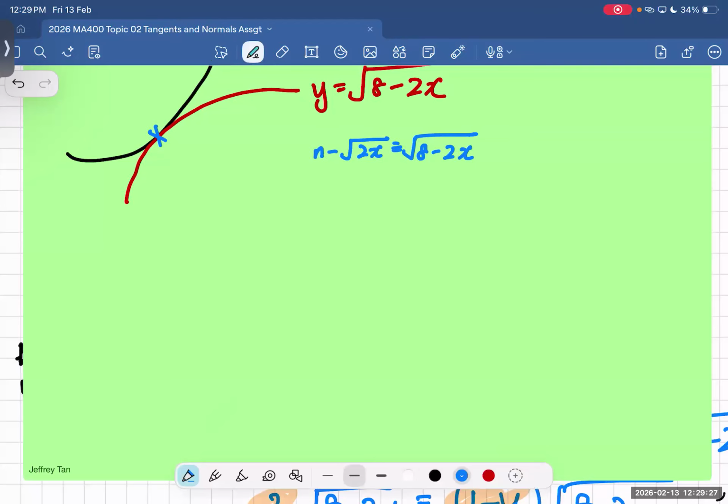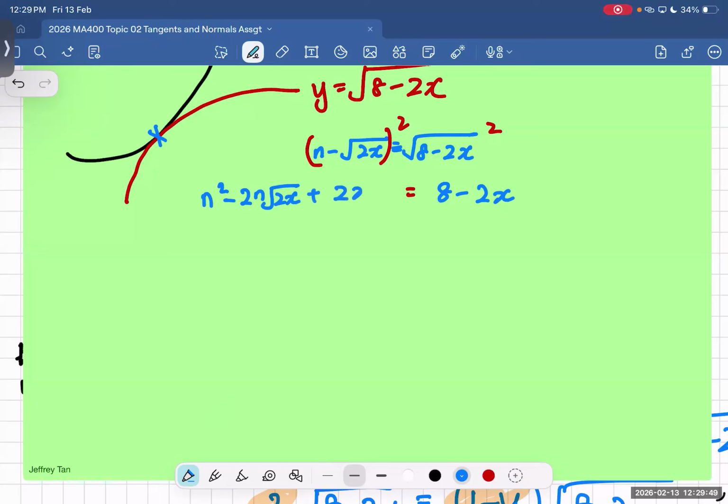What's the first thing I do? Probably I square both sides. Okay. Now, maybe I start squaring first. So here you square 8 minus 2x. On the left hand side, a squared minus 2ab plus b squared.